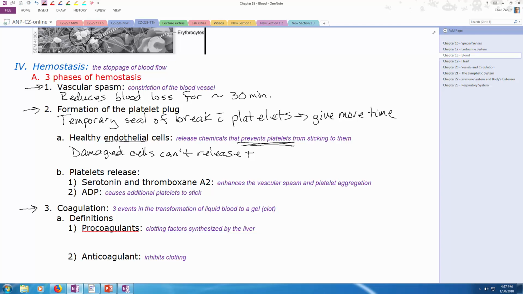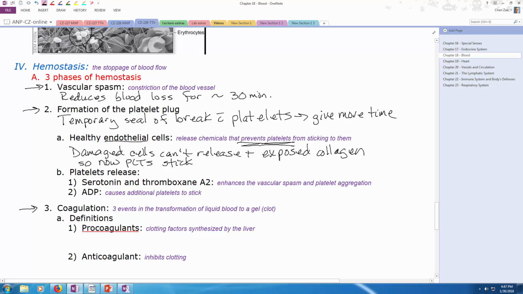So damaged cells can't release this chemical that says, leave me alone anymore. Plus, we have collagen exposed from the underlying connective tissue. And this all says to the platelets, stop here and stick to me. So PLT with an S, platelets, is the abbreviation. So they stick to that collagen and they stick to those damaged cells like glue.